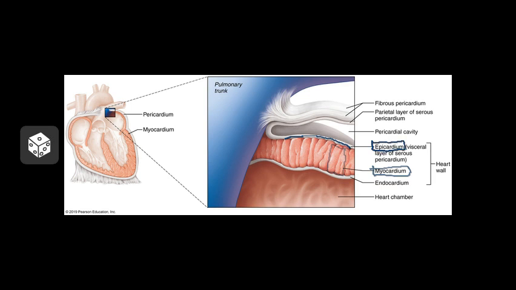You should be familiar with these root words because you saw them before with both muscle and nerve. Epi on the outside, myo is muscle, endo is on the inside.